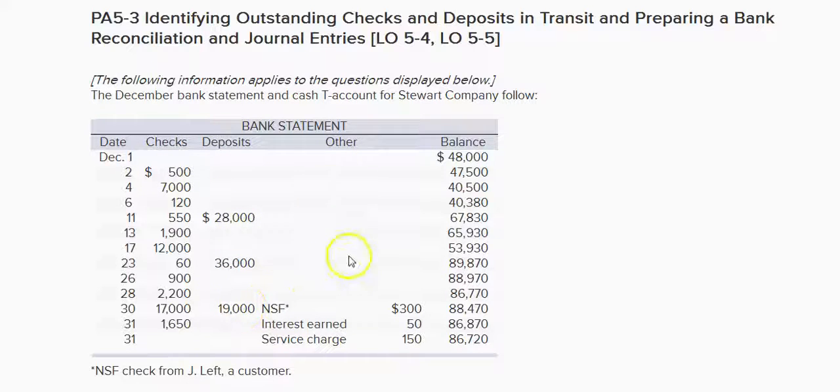And in the other category, we can see both additions and subtractions. You'll know they're additions or subtractions by looking at the balance and then noticing what happens to it. A balance of $48,000 less a check of $500 gives you a new balance of $47,500. Another check written for $7,000 reduces the balance to $40,500, and so on.